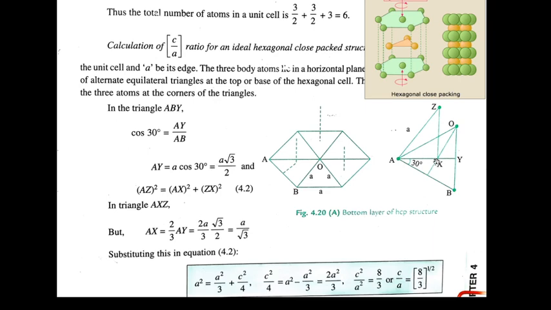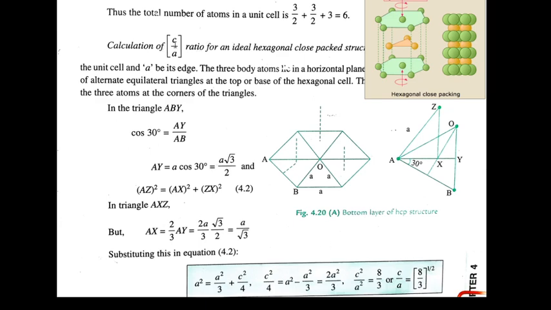So, for the value of zx, you get zx square is equal to c by 2, so it's c square by 4. You also have ax, ax is equal to a by root 3. So, the square of that is a square by 3, and az is a, so that is a square. From this you get the c by a ratio as 8 by 3 raised to 1/2. So, that is the c by a ratio.